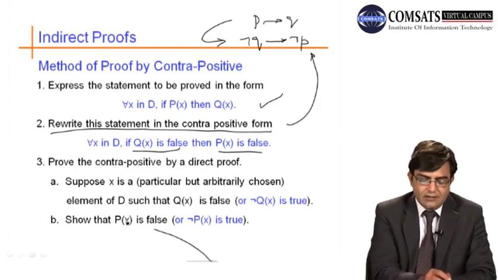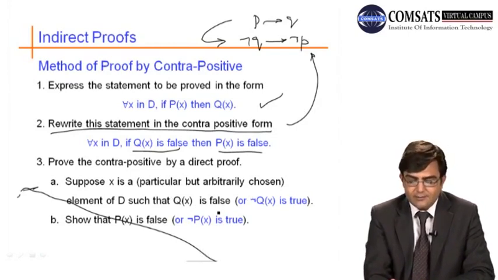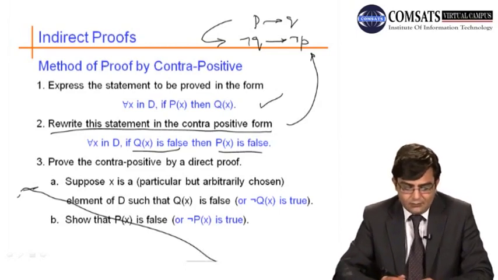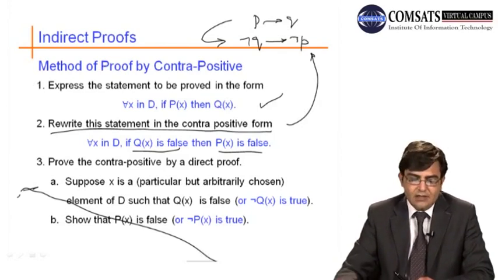As you can see, we suppose here that x is a particular but arbitrarily chosen element of D such that Q of x is false, or we suppose that not Q of x is true. Then, by following a sequence of steps, we shall prove that P of x is false, or that not P of x is true. These two are the same thing. So this is called the method of proof by contraposition, or the contrapositive method.